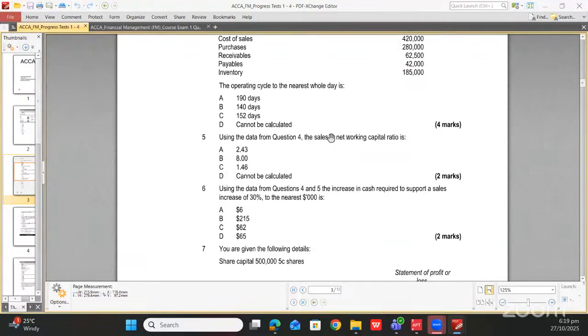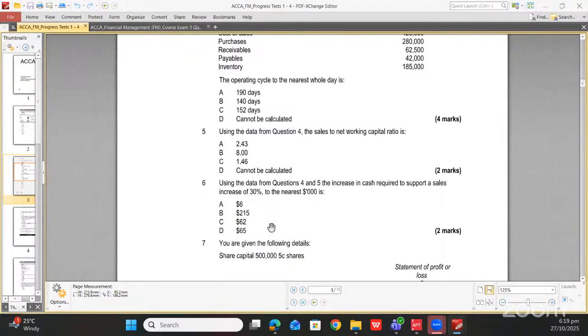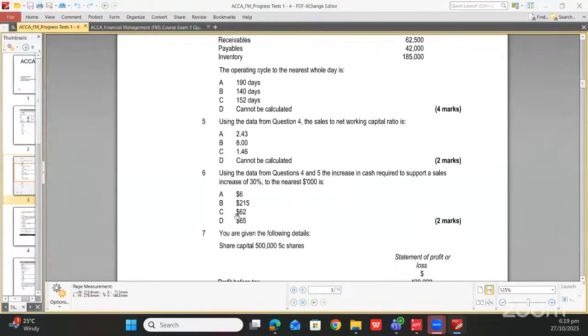They're interrelated, right? They're interdependent. So it would be 150,000 divided by 2.43, and that will let you know how much more money they need in order to sustain that increase in activity, that increase in sales. So 150,000 divided by 2.43 gives you approximately 62,000, right? So the answer would be C for question 6.